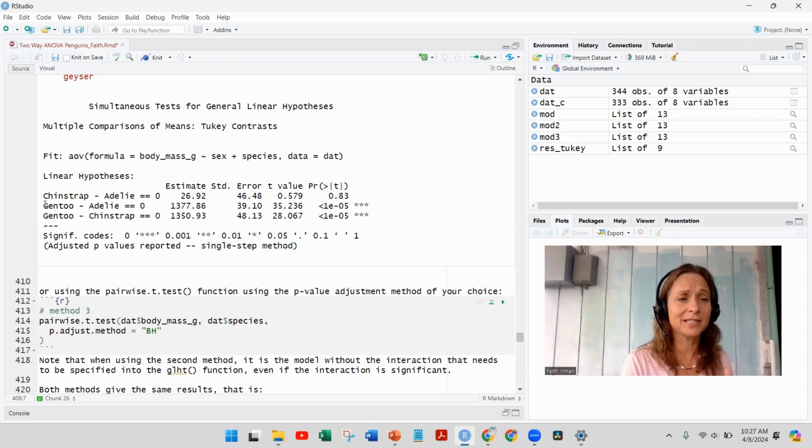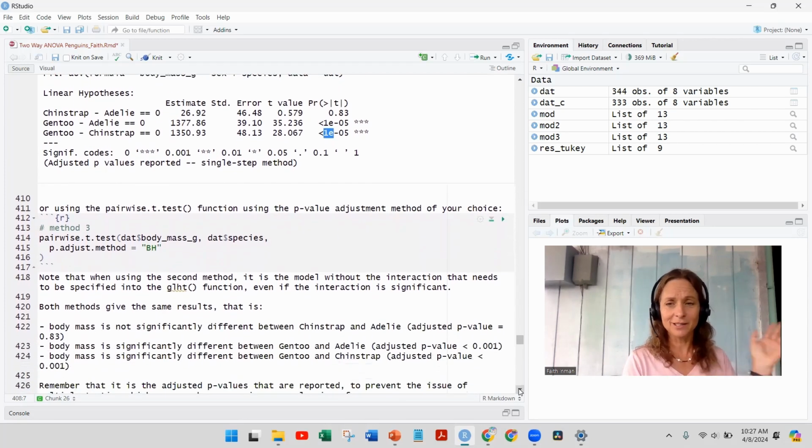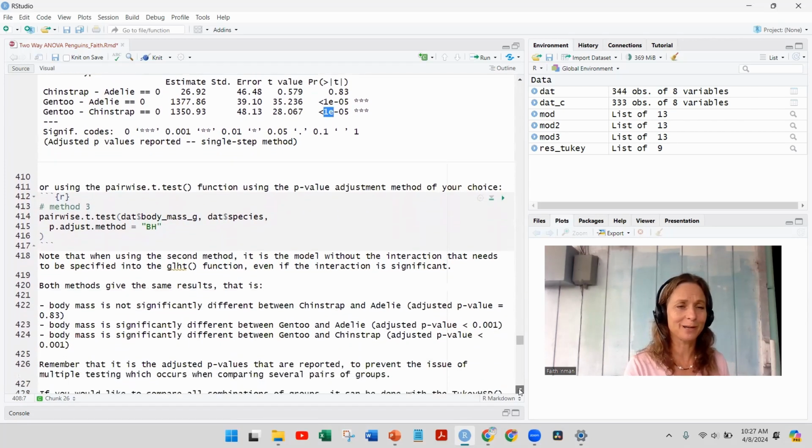Okay. And then for Adelie and Gen 2, same thing. We're testing the hypothesis that the mean difference is equal to 0, and we reject that. Same thing for Gen 2 and Chinstrap, we reject that. The mean difference is not 0. It's something different than that. Okay, so there's another way of looking at those pairwise comparisons.